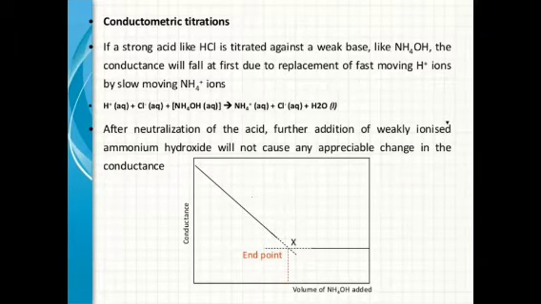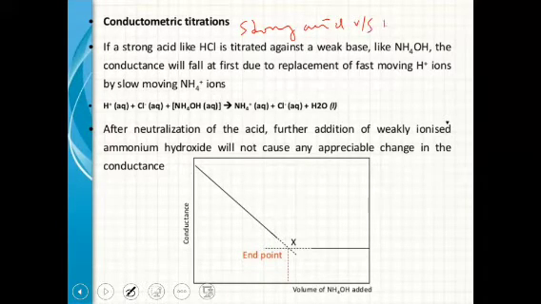So next one is strong acid versus weak base. The best example for strong acid versus weak base is HCl versus NH4OH, that is ammonium hydroxide. If you plot a graph between the conductance and the volume of the base in the burette, see this one.